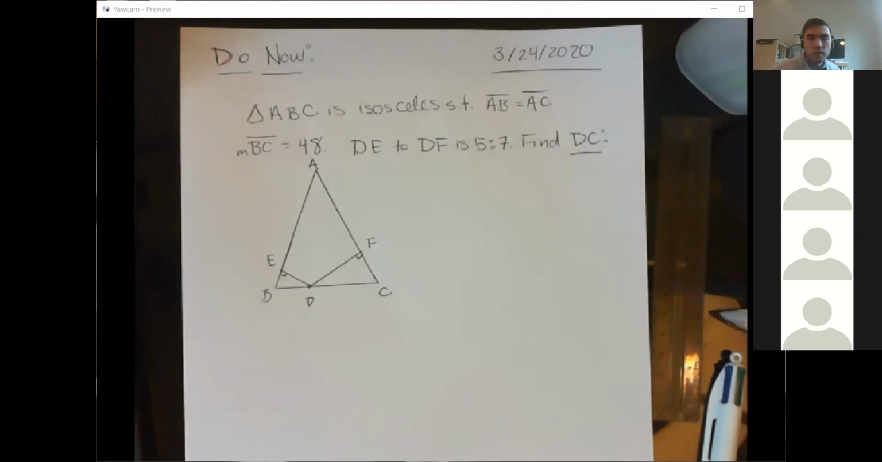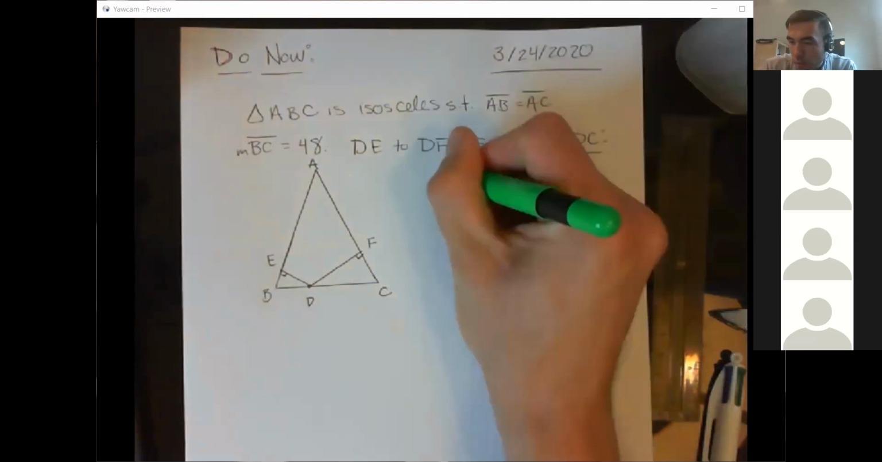Okay, so item number 1, does anybody out there have an answer? I got 28. So you got 28, which would mean that the other length, BD, would have to be 20, right? Yeah. And so you're saying that 20 and 28 would give us back the correct ratio of 5 to 7? I think so. You are correct. Very good. So the answer to this question is DC is equal to 28. But let's go ahead and prove out why from principle.